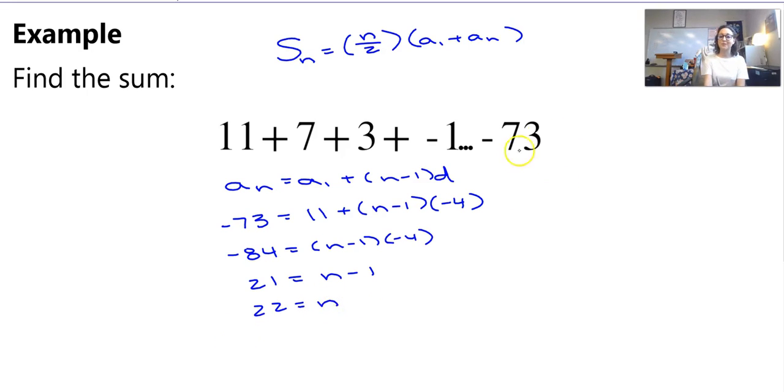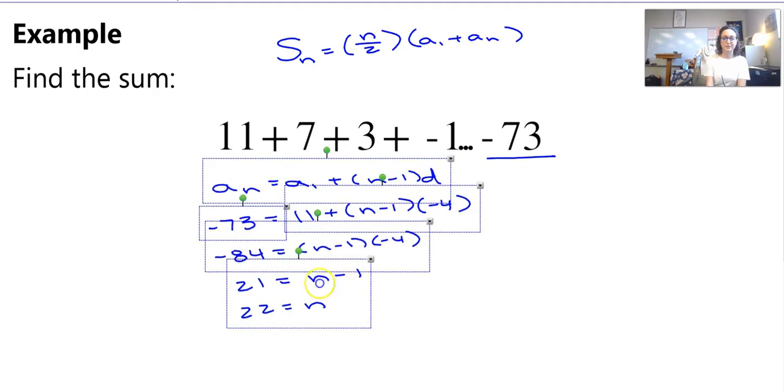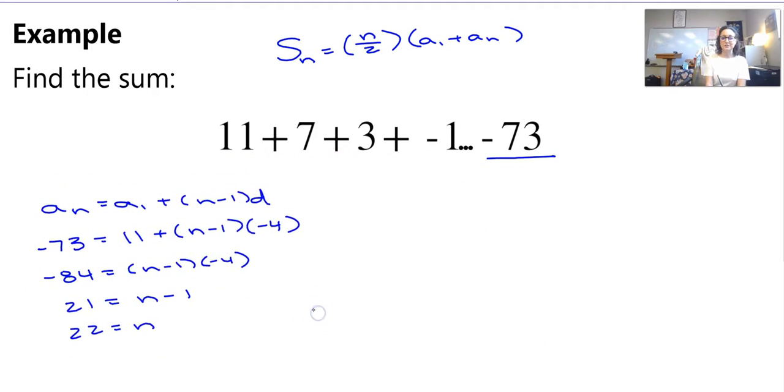So what did I just figure out? Well, I just figured out that negative 73 is my 22nd term. Okay? Why do I need to know that? Well, because for arithmetic series, I have to know how many terms in total because I need to divide that to figure out how many pairs or how many partners we have.